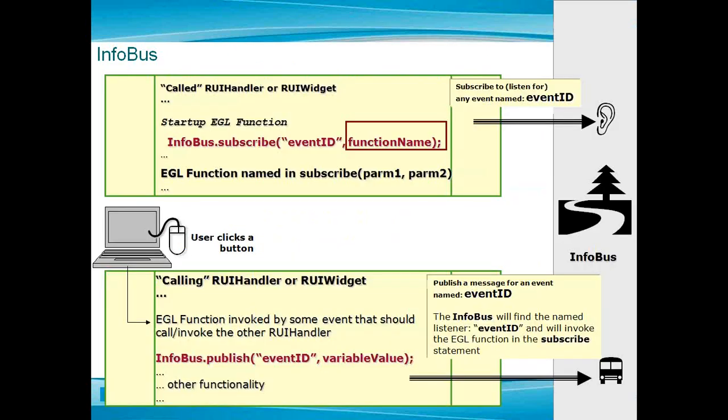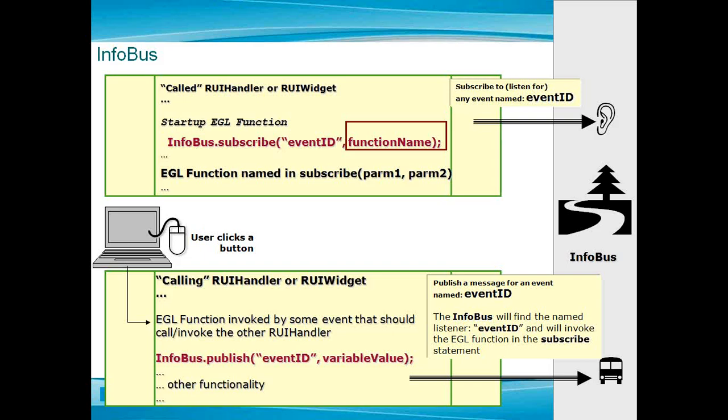Okay. Here we have a high-level overview. In the same way, on infobus.subscribe, we are specifying an event ID, then a function name that will be called when something has been published by the publisher.